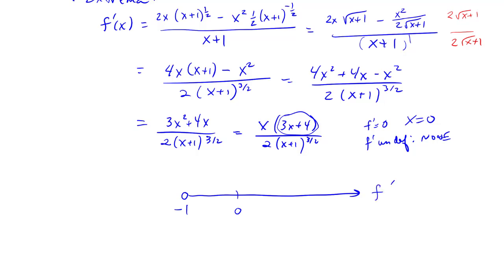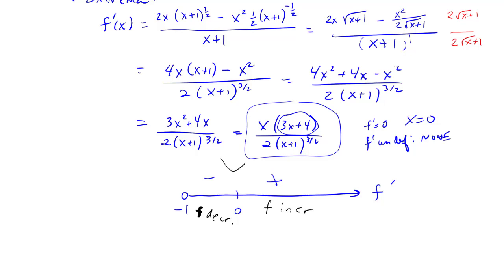This is for f prime here. Go back to my derivative. If I put something between -1 and 0, like -1/2, I would get a negative from the x, I would get a positive here, and this bottom thing is going to give me a positive, so I would get an overall negative. And then if I put something like 1 in, I'm going to get a positive, telling me that here f is decreasing, here f is increasing.